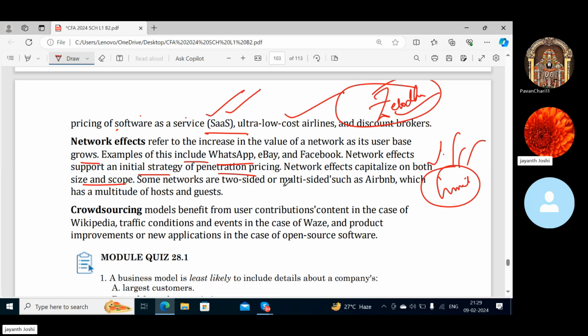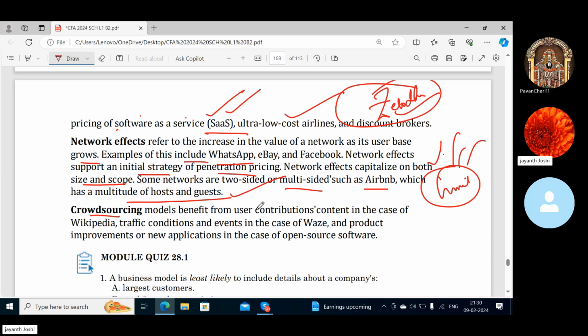Some networks are two-sided or multi-sided, such as Airbnb, which has a multitude of hosts and guests. They have different properties to offer, and different segments of customers. They have premium properties, budget properties, etc. to offer. Crowdsourcing models benefit from user contributions.